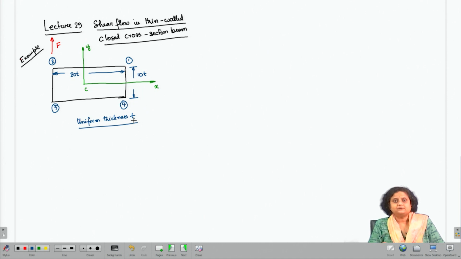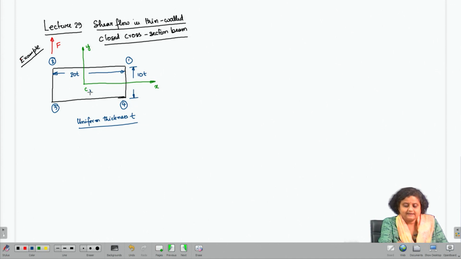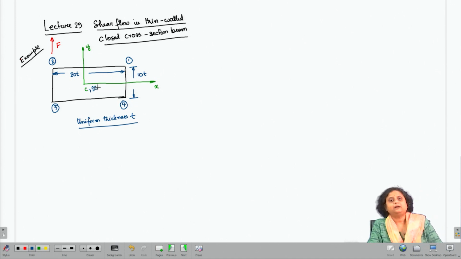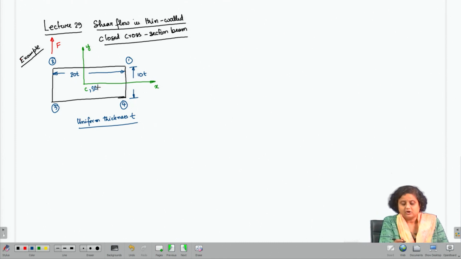Because this is a symmetric cross section, we know that the shear center is going to lie at C, at the centroid itself. So, the shear force that has been applied does not pass through the shear center. SC is the shear center as well, but the shear force does not pass through it, and we need to find out the shear flow in the cross section. So, the problem statement says: find the shear flow in the cross section.